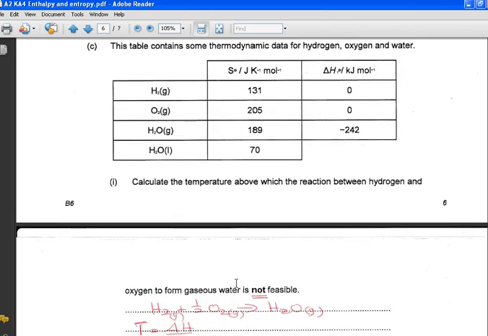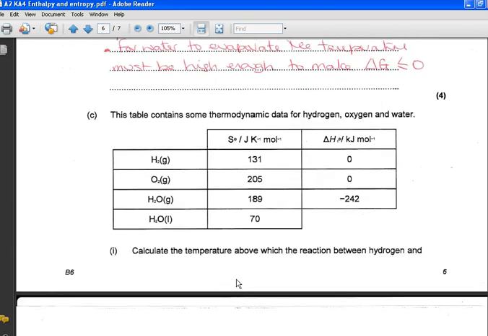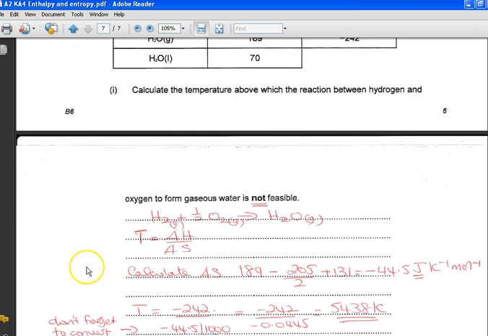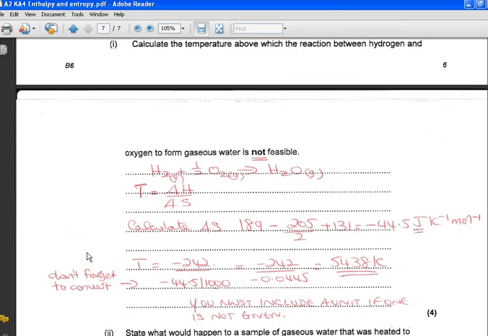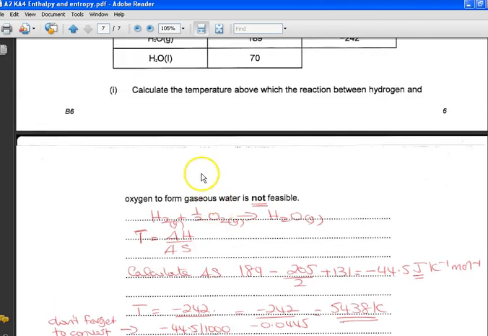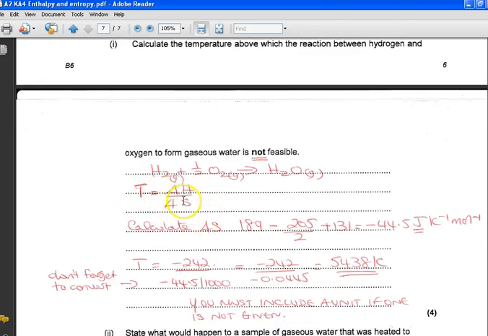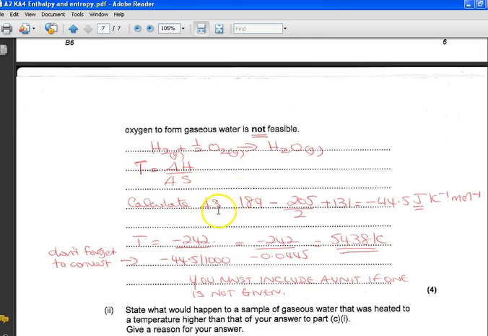All right, so you're given some data on entropy and enthalpy, and you're asked to calculate the temperature above which the reaction between hydrogen and oxygen to form gaseous water is not feasible. So we want to know when it's not feasible. Write your equation for the formation of gaseous water from hydrogen and oxygen. Because we're being asked about temperature, we make delta G 0 and rearrange our equation, so temperature will be equal to delta H over delta S.